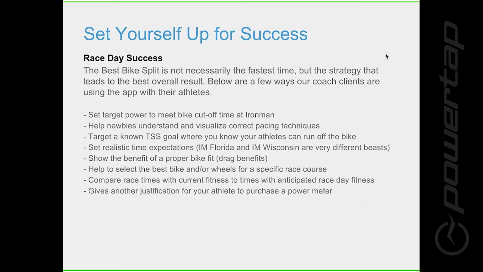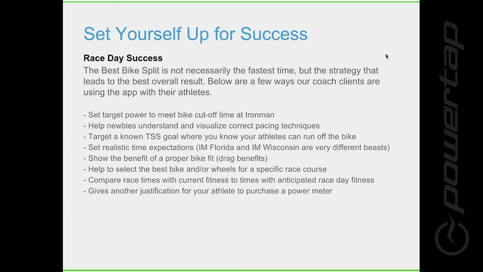Also, for those of you who are doing time trials, or have quite a few different setups, finding the best bike or wheel setup for a specific course, and then comparing race times for current fitness with anticipated race day fitness. So I know my power levels are this now. I think I can get a 5% bump by race day. I can start to look at those things.